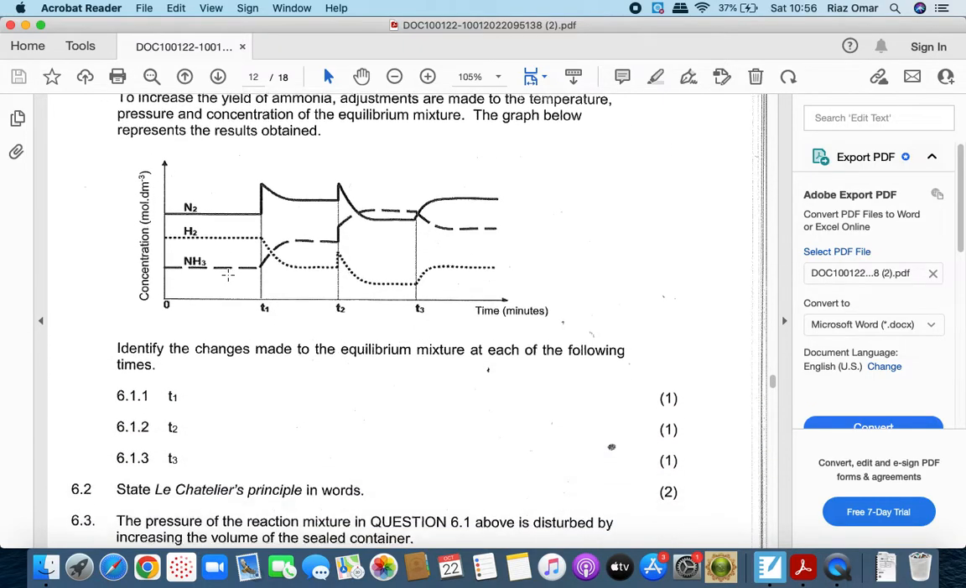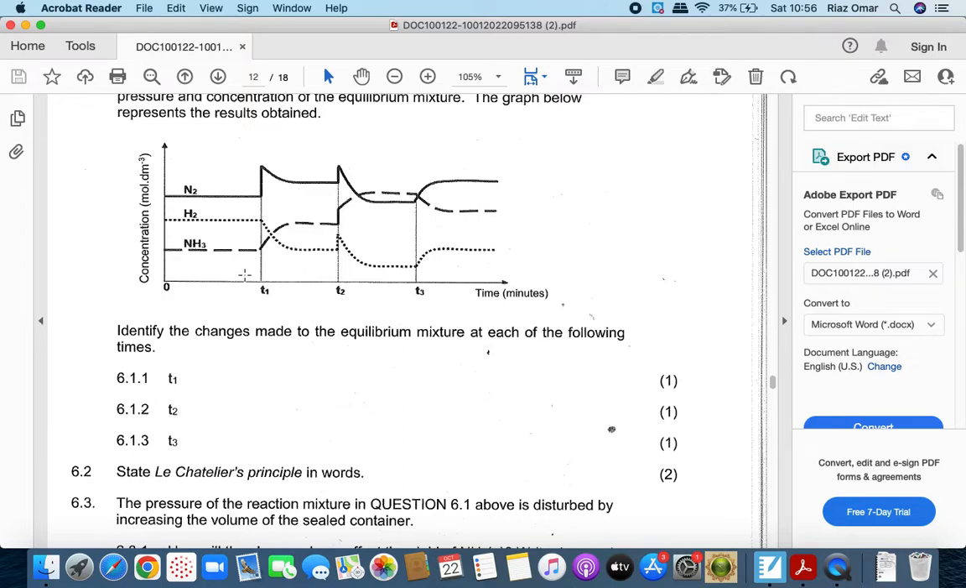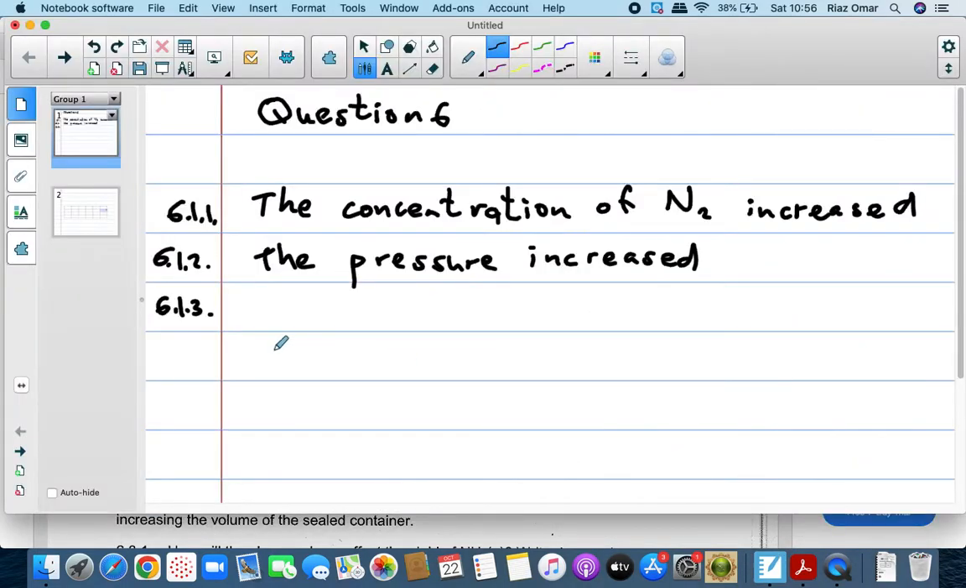So we can say at 6.1.3 at T3, the temperature was increased. You can see the temperature increased. 6.1.3.